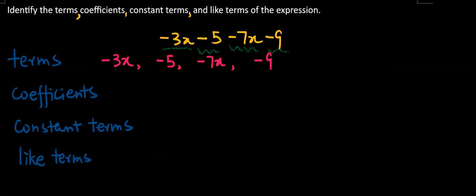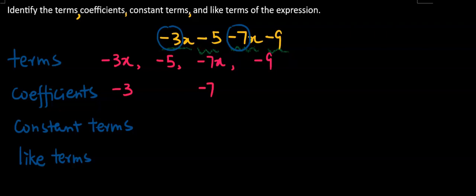Coefficients. To find the coefficients, we're going to go to the ones that have variables. We have a negative 3x and negative 7x. Both these terms have variables. The coefficient is right here. Therefore, we're going to write down coefficients: negative 3 and negative 7. We can line them up so you can see clearly, okay?